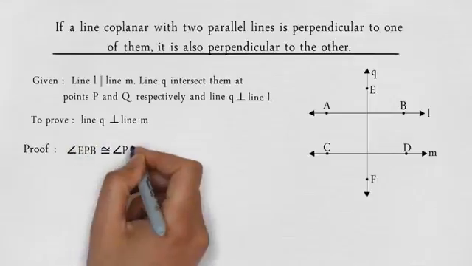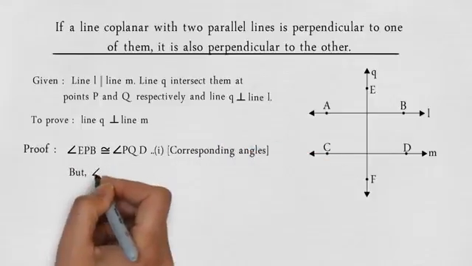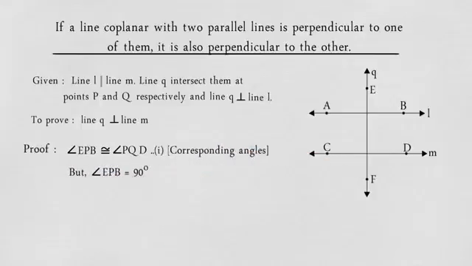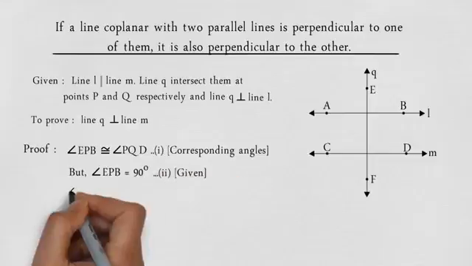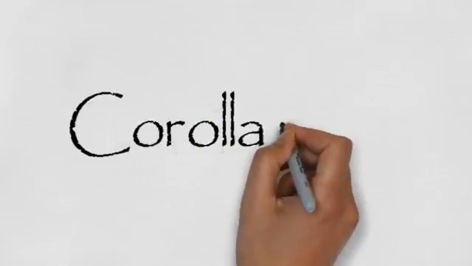Proof. Angle EPB is congruent to angle PQD, that is corresponding angles, but angle EPB is equal to 90 degrees, that is given. Angle PQD is equal to 90 degrees. We get this from 1 and 2. Therefore, line Q is perpendicular to line M.